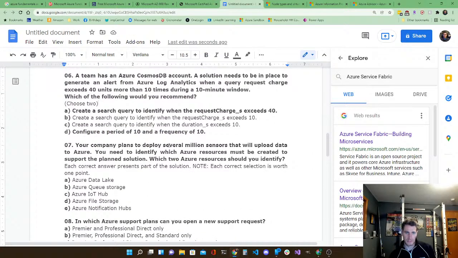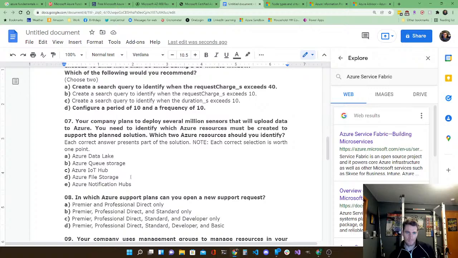Okay. Your company plans to deploy several million sensors that will upload data to Azure. You need to identify which Azure resources must be created to support the planned solution. Which 2 Azure resources should you identify? Each correct answer presents part of the solution. So we're talking big data again. IoT Hub really sounds like our sensor part of it. So I think I'm going to go with that for one of them.